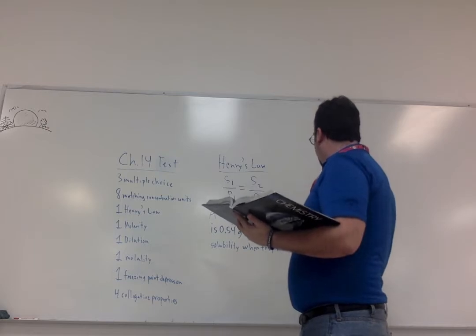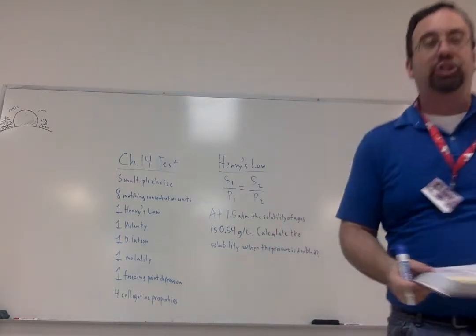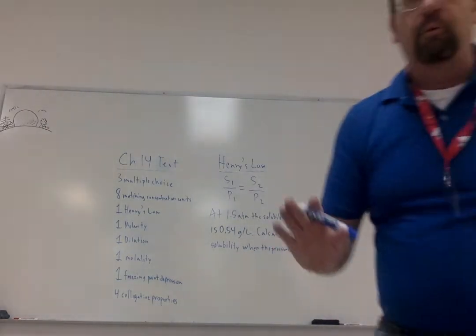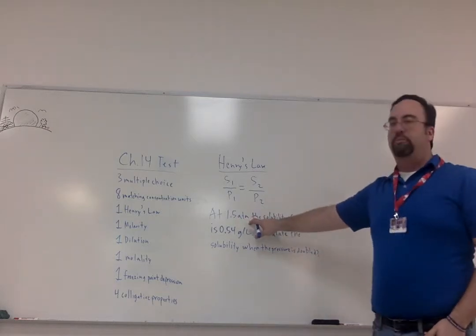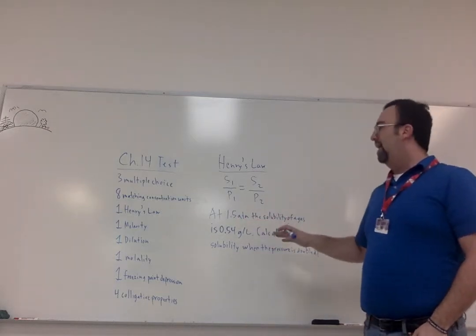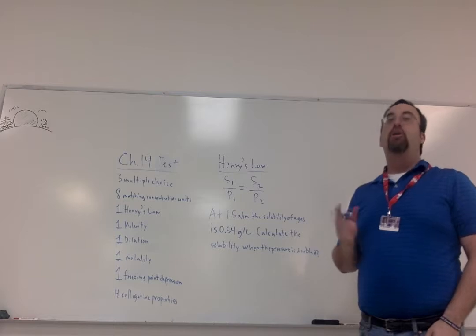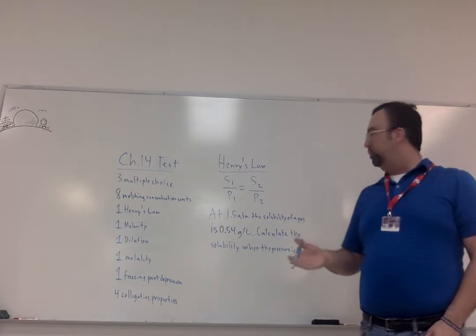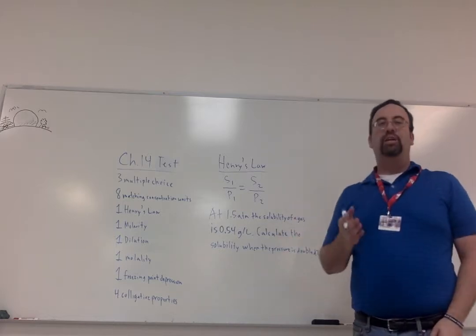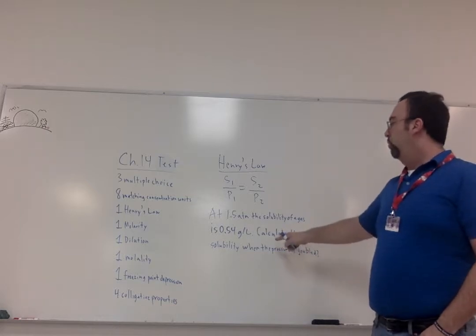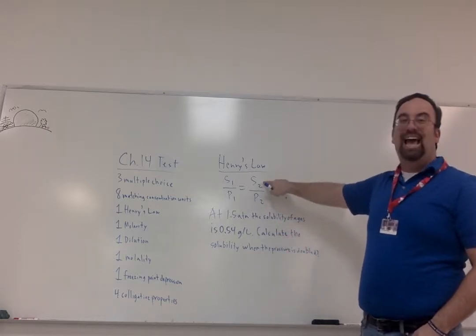All right, so let's take a look again at this question. Again, we're told that at 1.5 atmosphere, the solubility of a gas is 0.54 grams per liter. The question: what is the new solubility when the pressure is doubled? And so what we're looking for in this problem is S2.